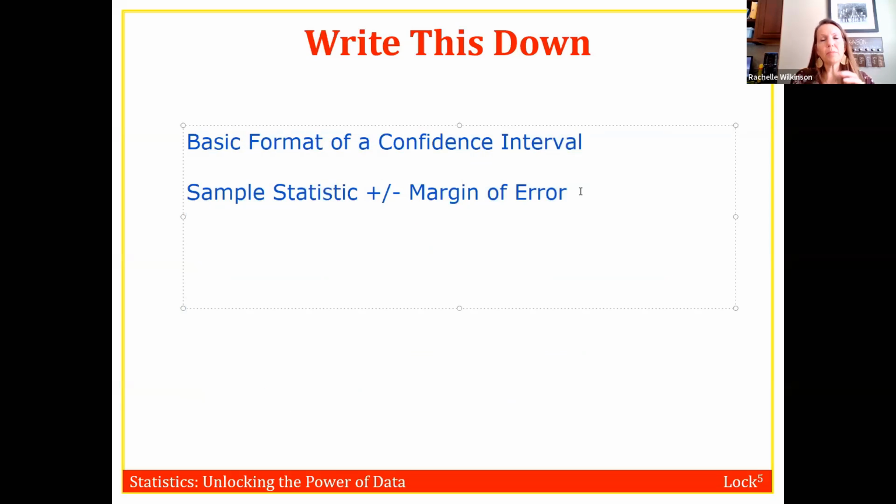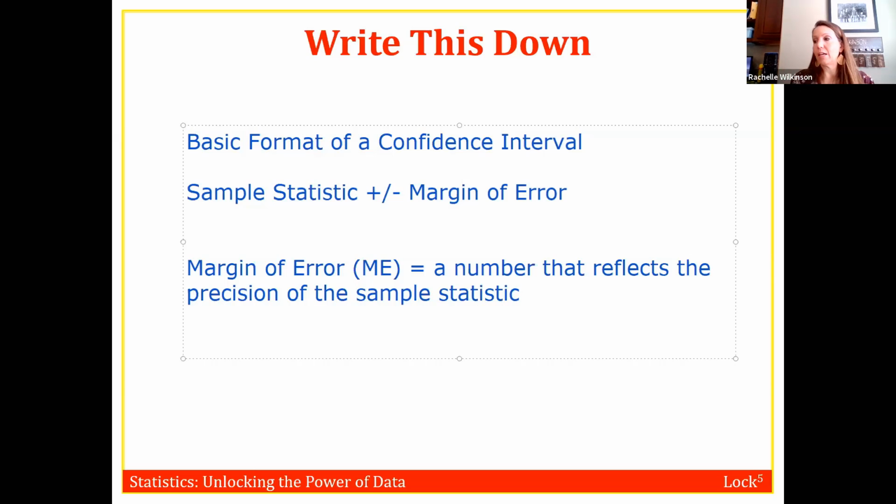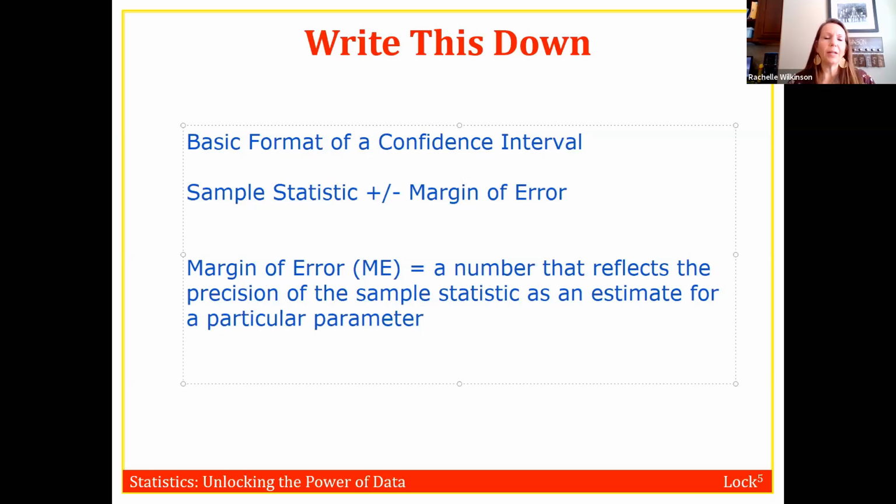So margin of error, sometimes we code it ME, as an acronym, is basically just a number that reflects the precision of the sample statistic as an estimate for a particular parameter. All right, and probably how you'll think of it most of the time is that the margin of error is the thing that we just add and subtract from the sample statistic to get our confidence interval. And that's basically what it is. We'll talk more in a minute about how to come up with the margin of error.